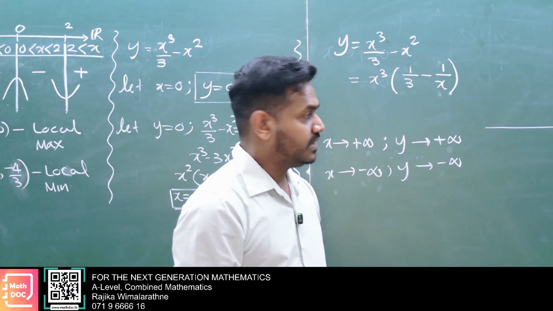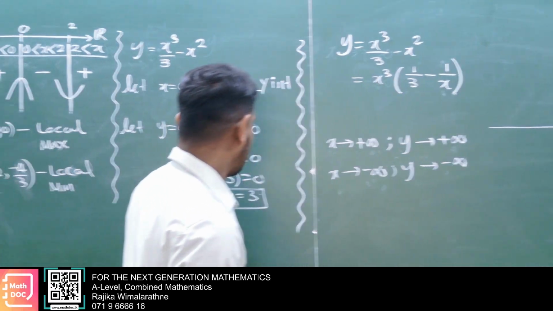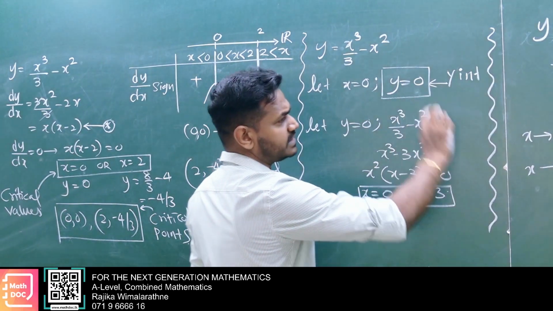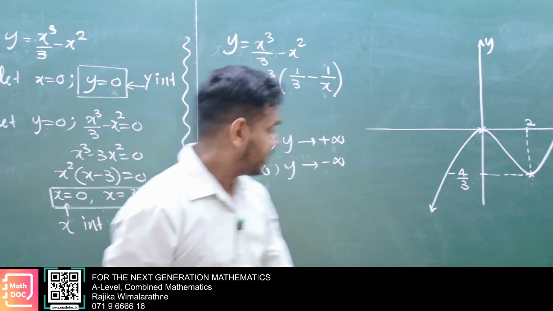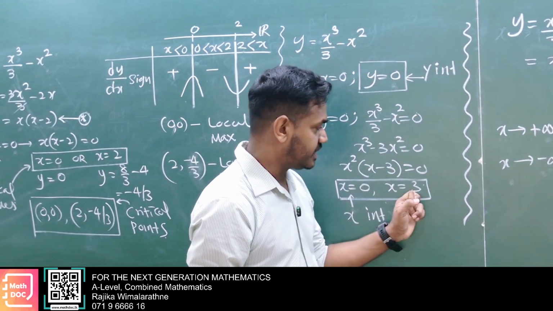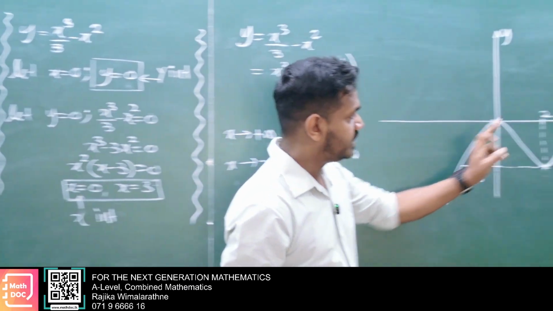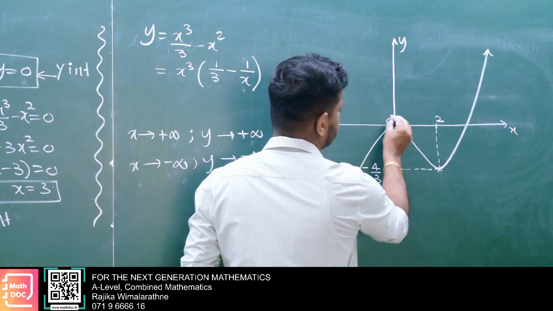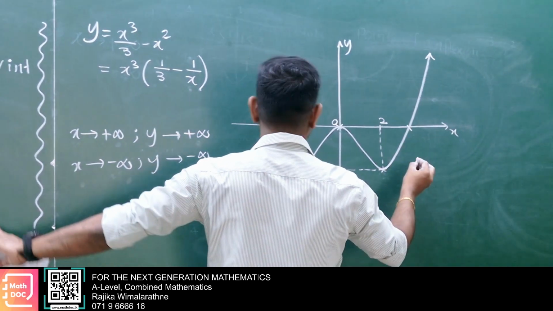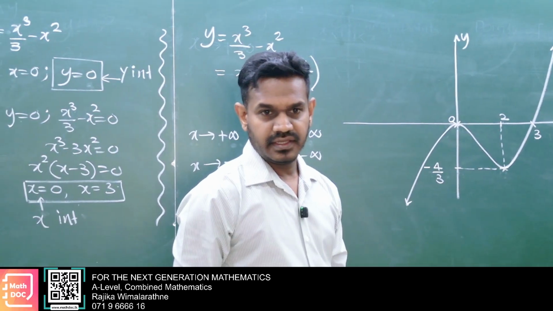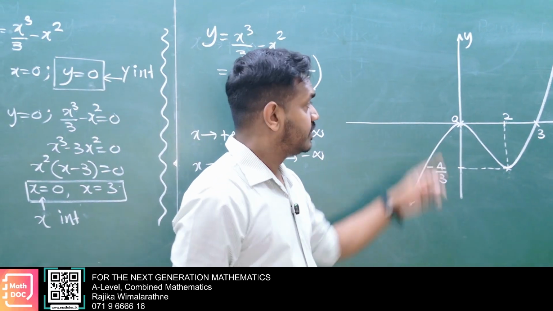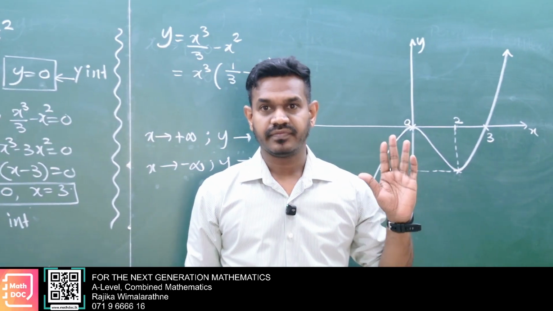That's it. Further, we have the y-intercept, y equals 0. It is already there. Further, we have the x-intercepts, 0 and 3. Here one x-intercept is mentioned. Then the other will be 3. Okay, that's how we complete the graph. Now you complete that graph.